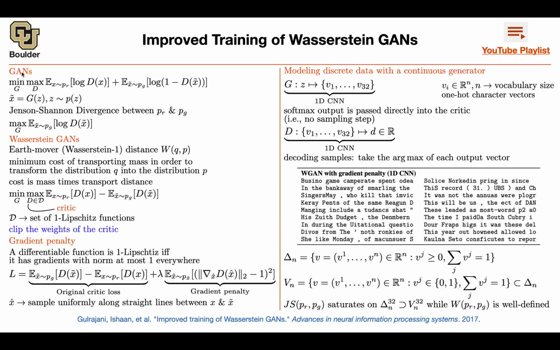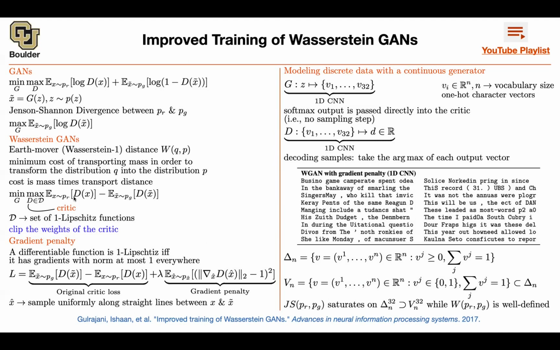A regular GAN, let's take a closer look at the objective function. You have log of the discriminator, log of 1 minus discriminator. Wasserstein GAN is very simple. It's very similar. You are getting rid of the log and you are getting rid of the sigmoid as the last layer of your neural network, your discriminator. So you get rid of the log, you get rid of the sigmoid.